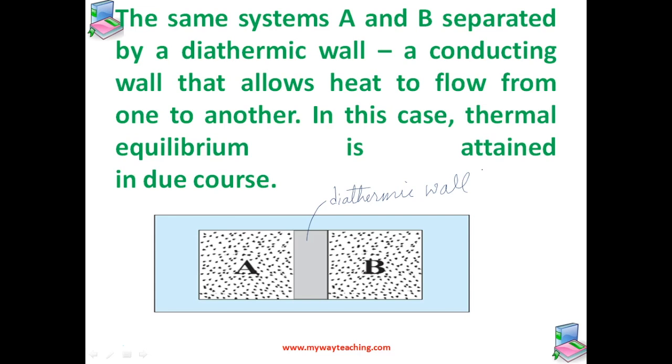The pressure and volume variables of the two gases change to PB dash, VB dash, and PA dash, VA dash, such that the new states of A and B are in equilibrium with each other. There is no more energy flow from one to another once they attain the equilibrium state. So we can say that system A is in thermal equilibrium with system B.